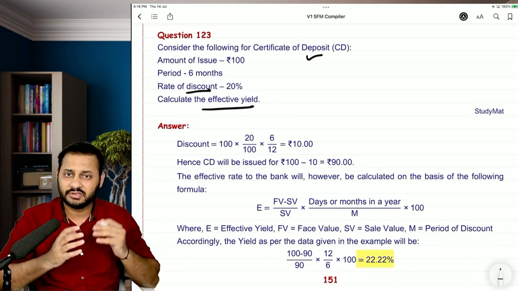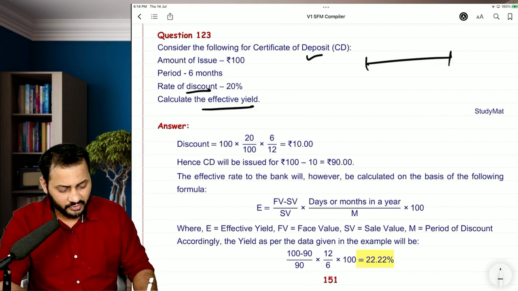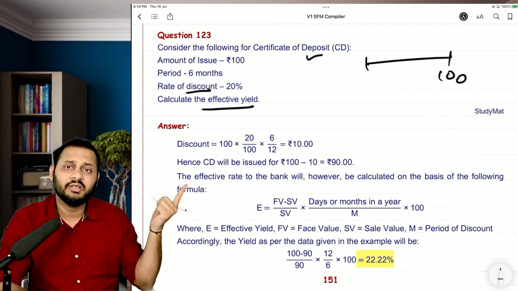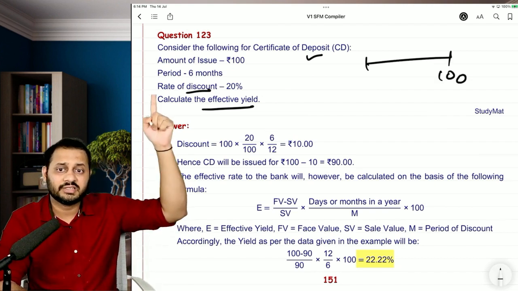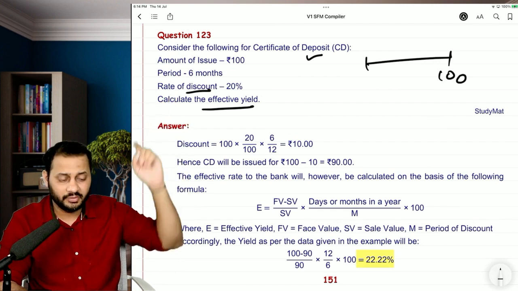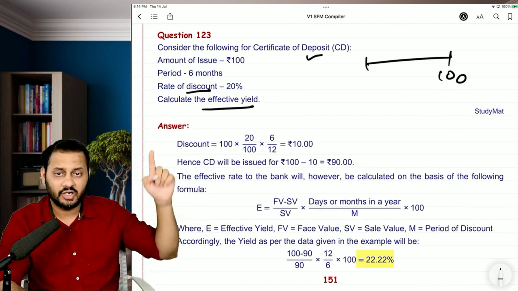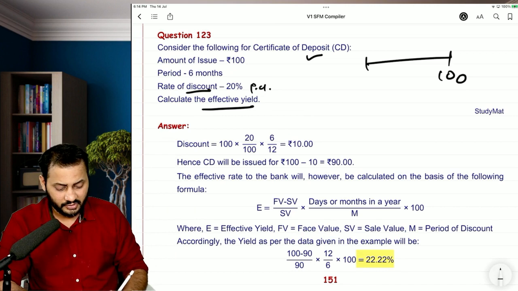Certificate of deposit is similar. 100 is the amount of issue. 100 will be paid after 6 months, and the discount should be 20%. Understand? And this discount will be assumed as per annum.